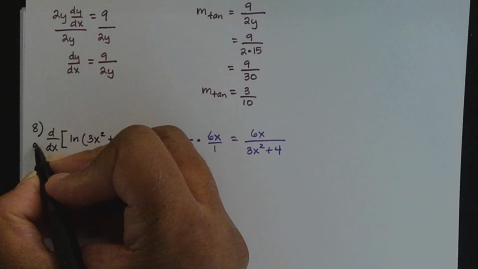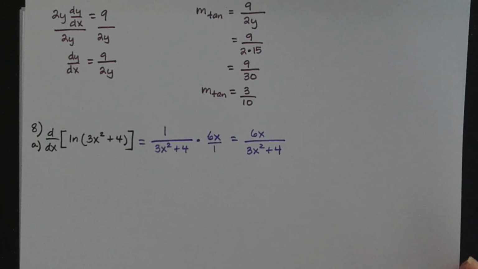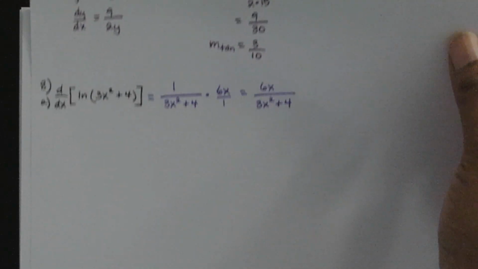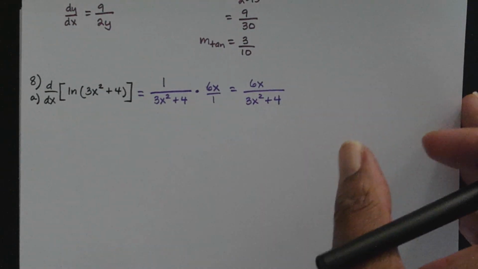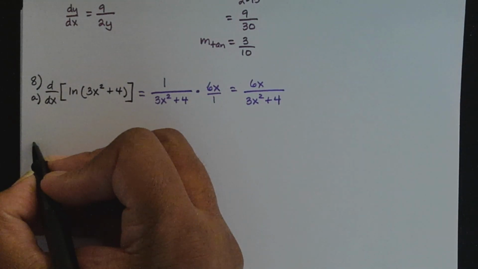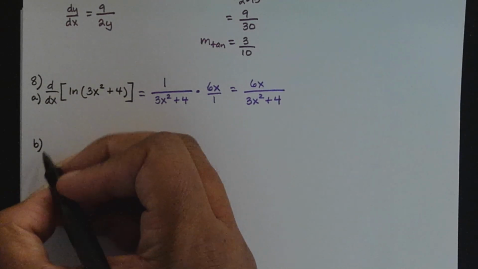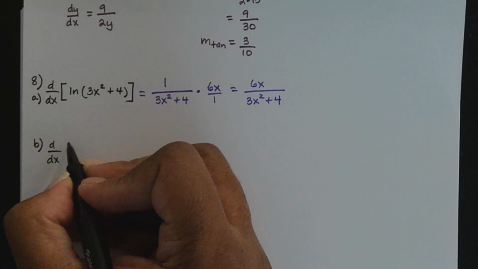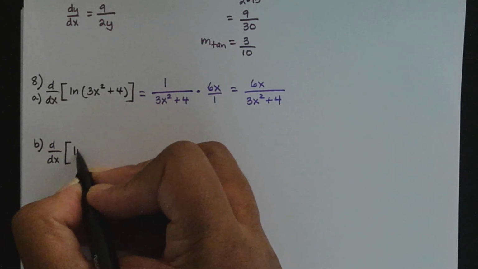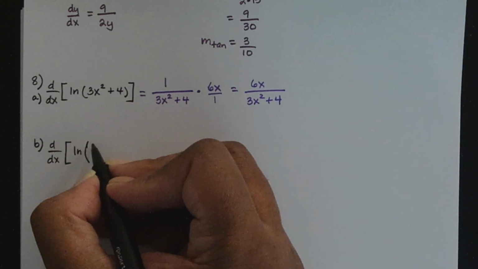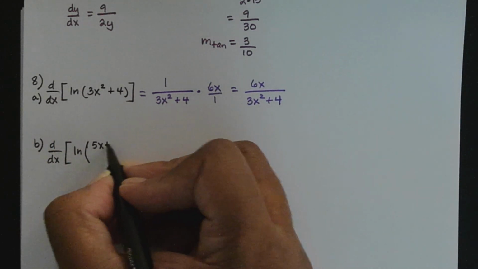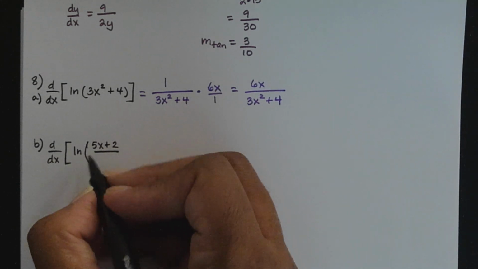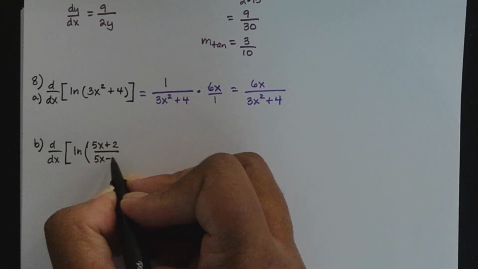Okay. All right, are there any questions about part A? All right, and part B, the derivative with respect to x of the natural log of the quotient of 5x plus 2 divided by 5x minus 2.